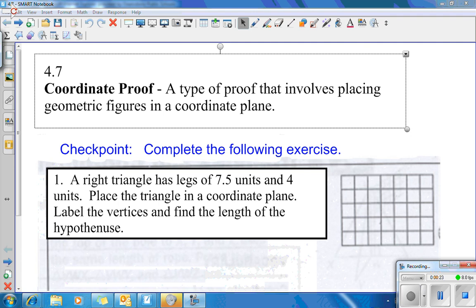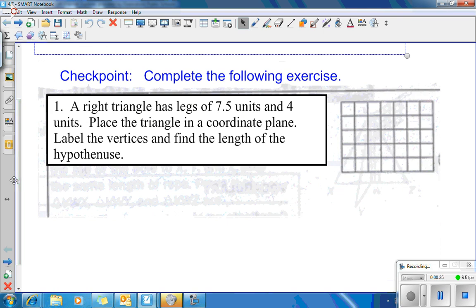All right, so if I have a right triangle, does everybody know what a right triangle looks like? Yeah. All right, and the legs of a right triangle touch the 90-degree angle, right? Yeah. So one of the legs is 7.5, another one is 4. And it doesn't matter which one you use, but let me realign this.